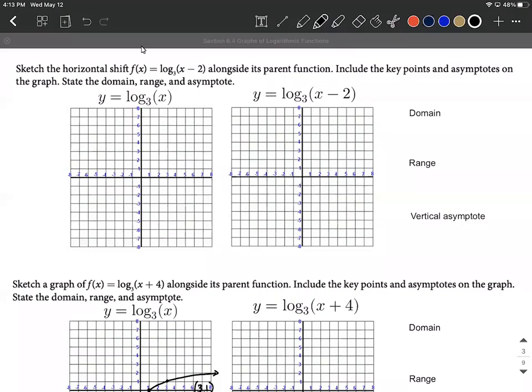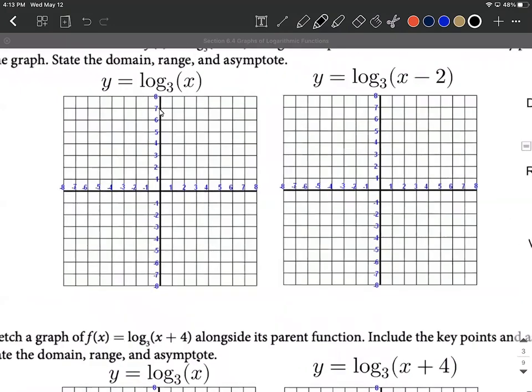Let's graph some logarithmic functions that have horizontal shifts going on. As we try to graph log base 3 of the quantity x minus 2, what we're going to do first is graph log base 3 of x and then move that using this transformation. So let's first identify a few key points on log base 3 of x's graph.